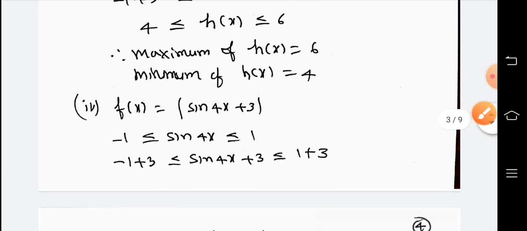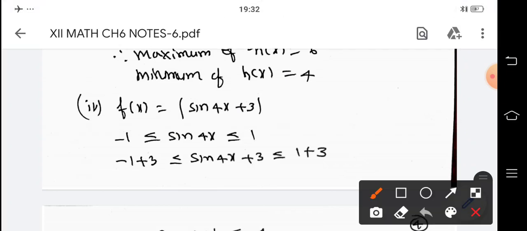Okay. Similarly, next, f of x is given as modulus of sine 4x plus 3.